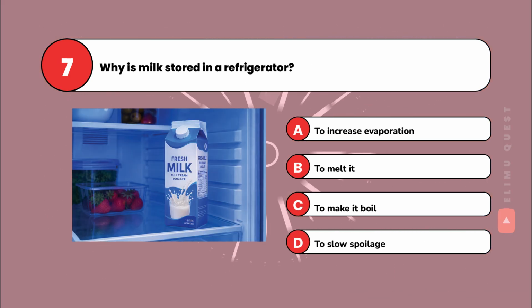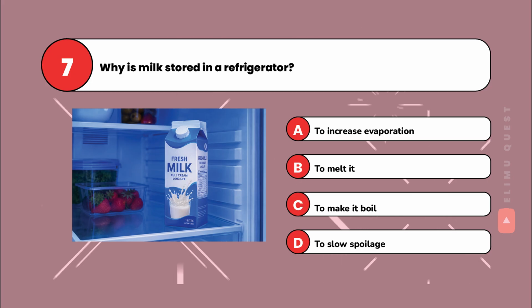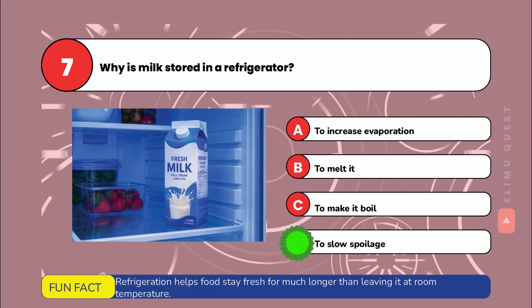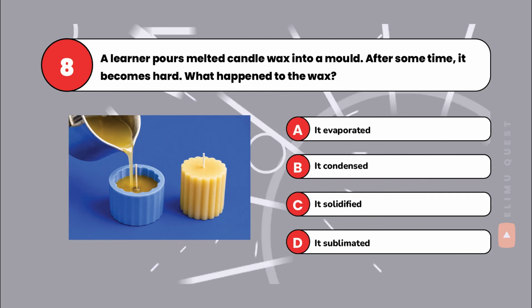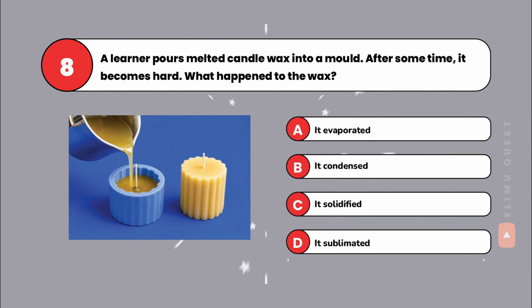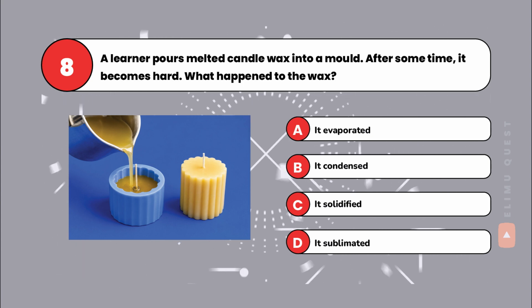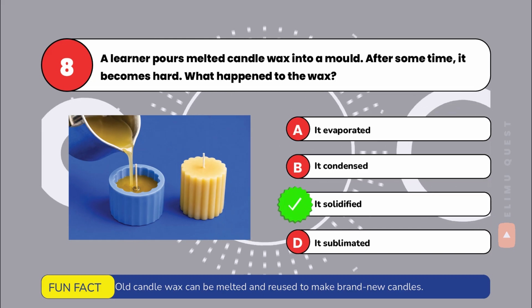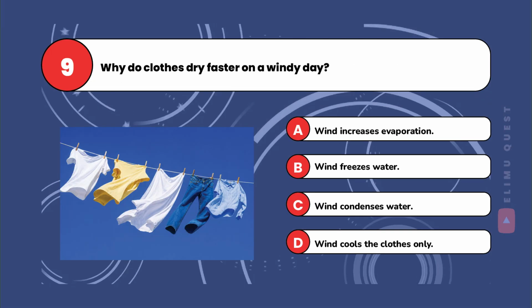Why is milk stored in a refrigerator? Low temperatures slow the growth of bacteria that spoil food. A learner pours melted candle wax into a mold. After some time, it becomes hard. What happened to the wax? As the wax loses heat, it changes from a liquid back into a solid. This process is called solidification.